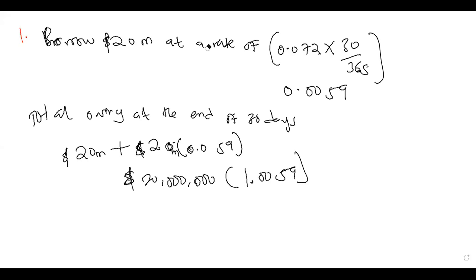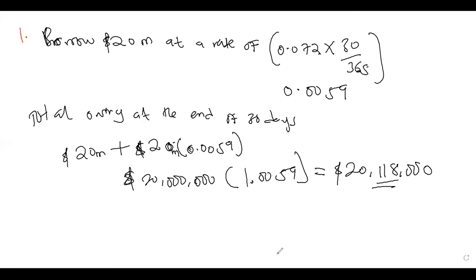Find 0.59% of 20 million and add it back. But this is a simple way to do it. All right, 20 million into brackets 1 plus 0.0059. So when you do this, you now owe 20,118,000. Okay, this is what you owe at the end of the 30 days.